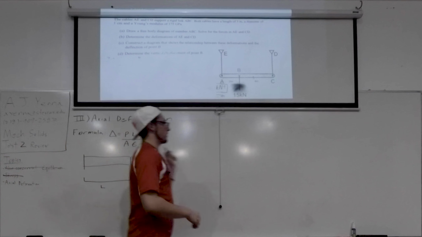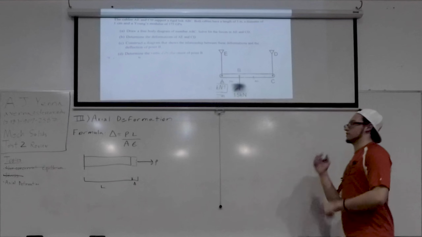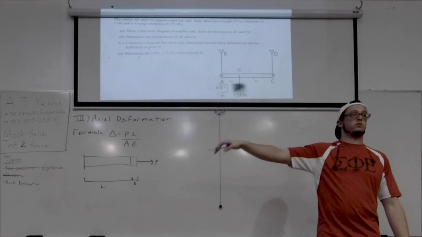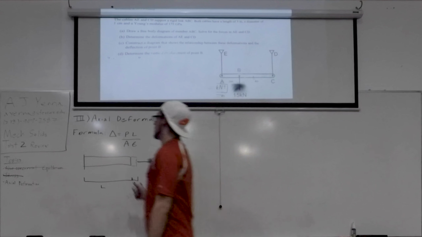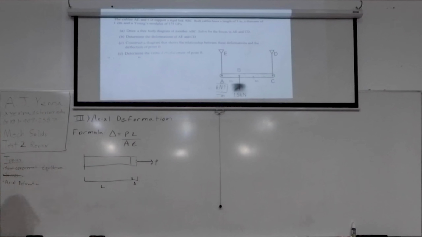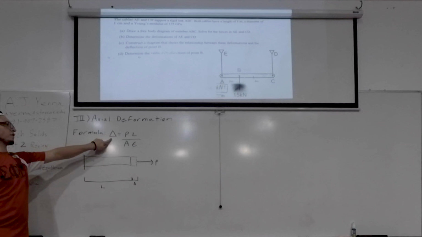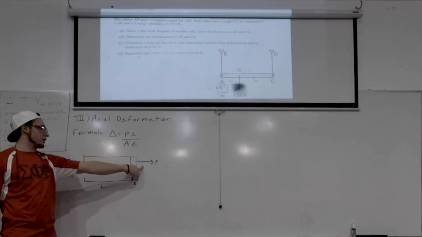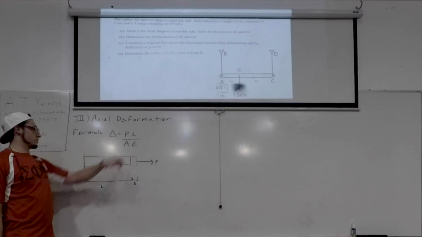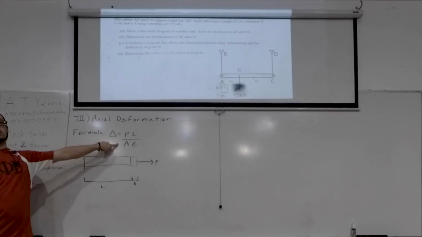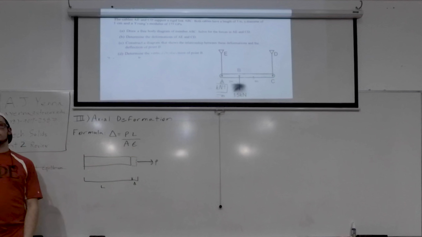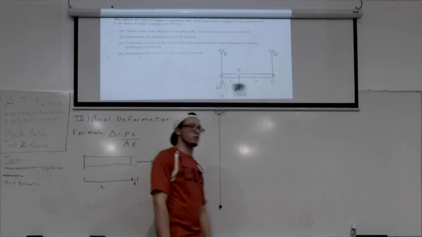So the last topic that you have to worry about is axial deformation, which actually just turns into a very simple one equation plug and chug. The formula is delta equals PL divided by AE, which means the deformation in any beam or rod is equal to the force exerted onto that rod times the length divided by the cross-sectional area times E, which is Young's modulus. Young's modulus is where you start getting into materials.